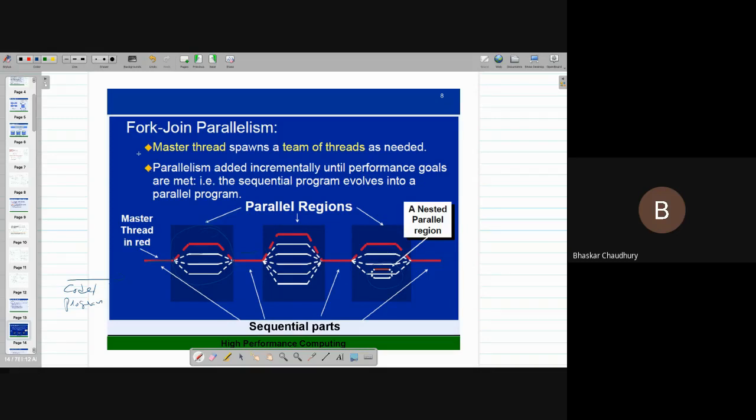Okay. So the summary is, the master thread spawns a team of threads as needed. Parallelism is added incrementally until performance goals are met. That is, the sequential program evolves into a parallel program. And the challenging part is, how do you coordinate among these threads? How do they do the data access without making any big error? So this overall concept is clear, this fork join parallelism. Any question on this slide? This part is clear to all of you?